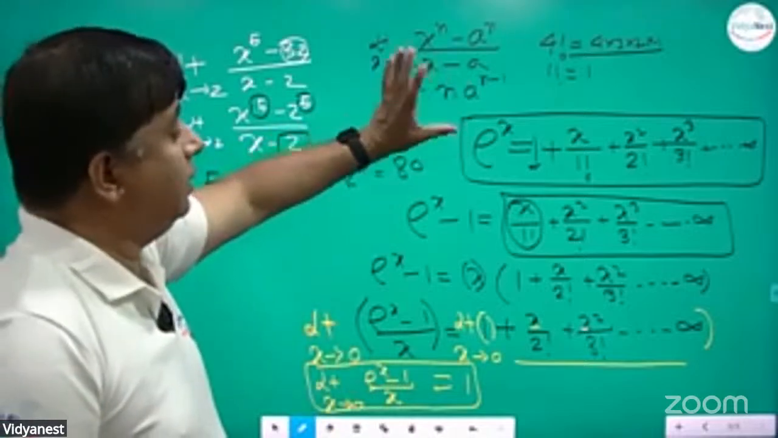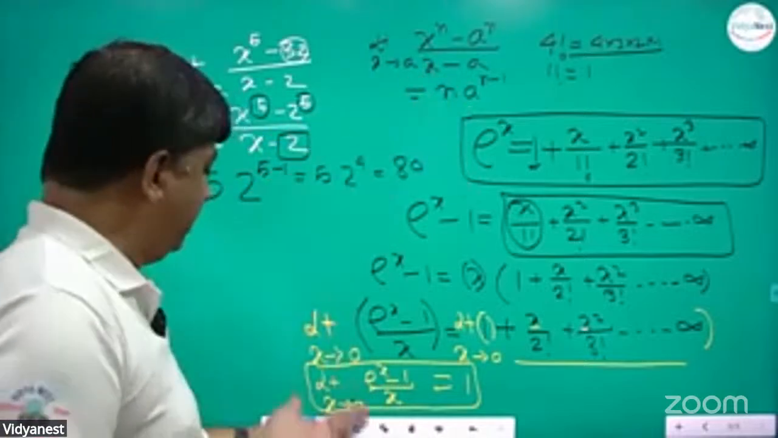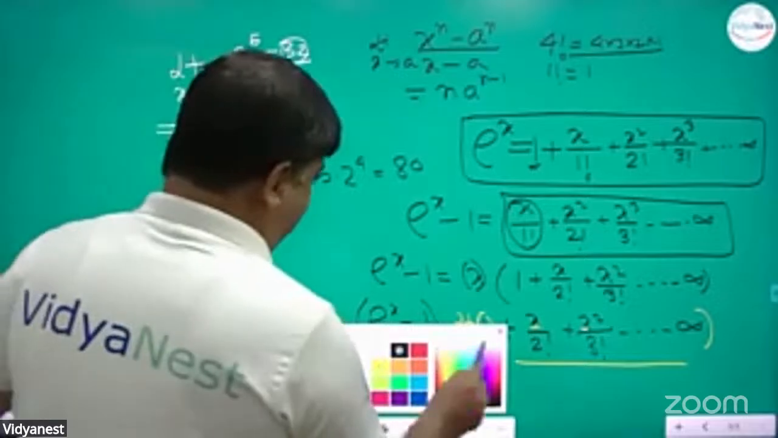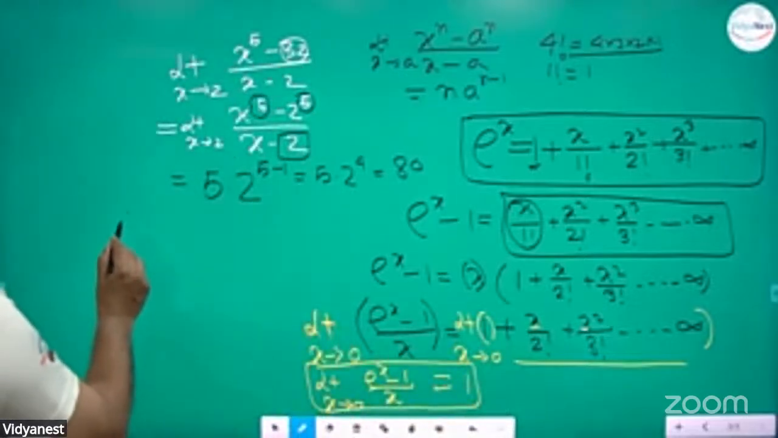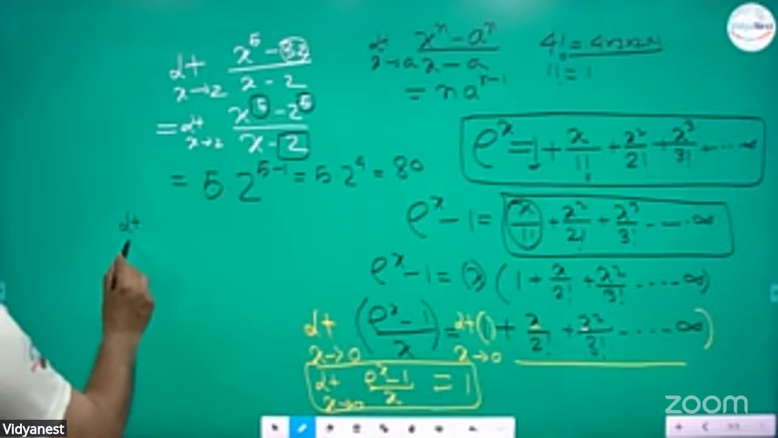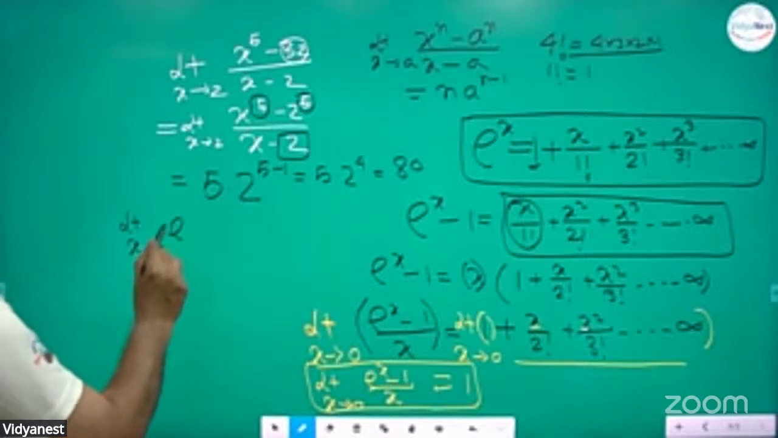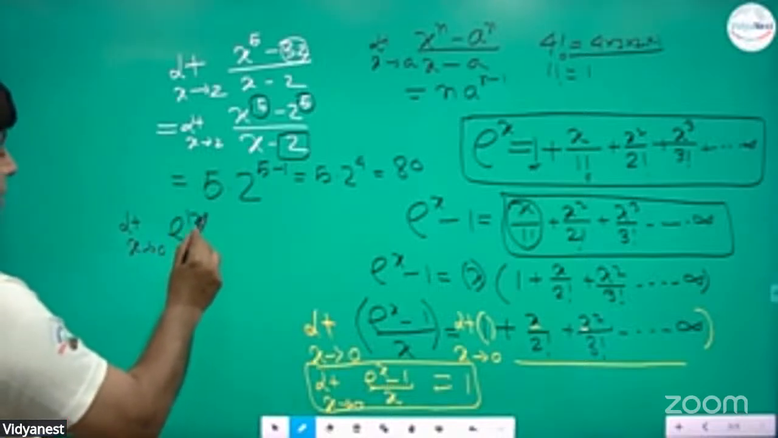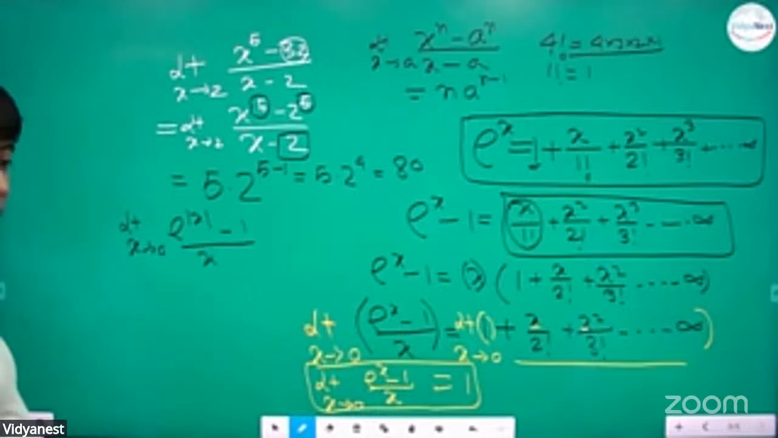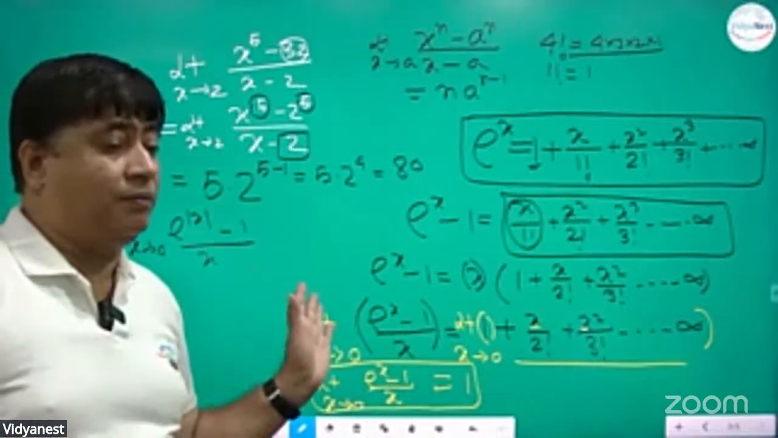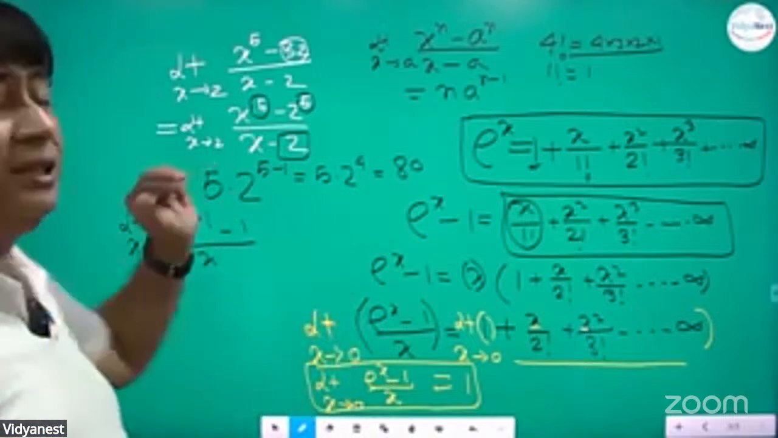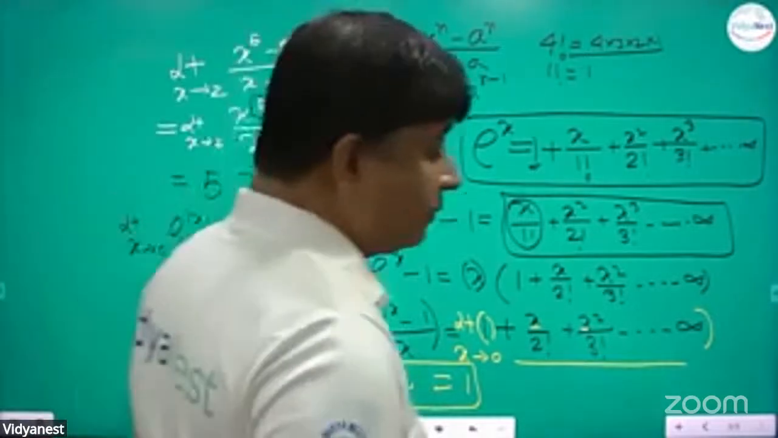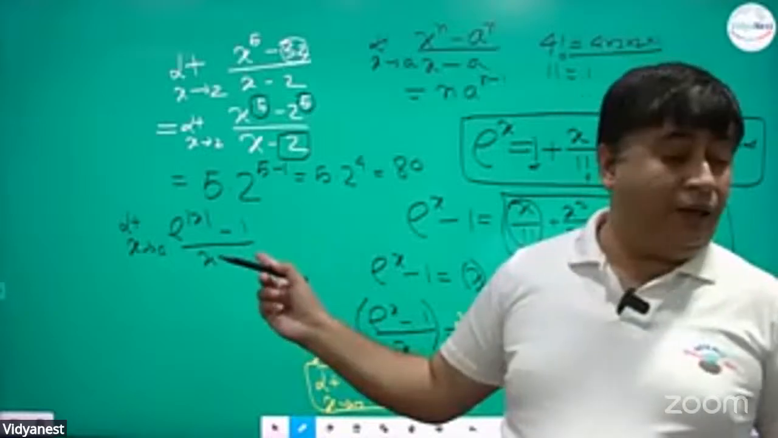Using this expansion, we have got a new formula in limit. One example of such type: suppose you have got limit x tends to 0, e to the power mod x minus 1 by x. It is a simple board level sum. But once this mod is introduced, then it can come even in JEE level.